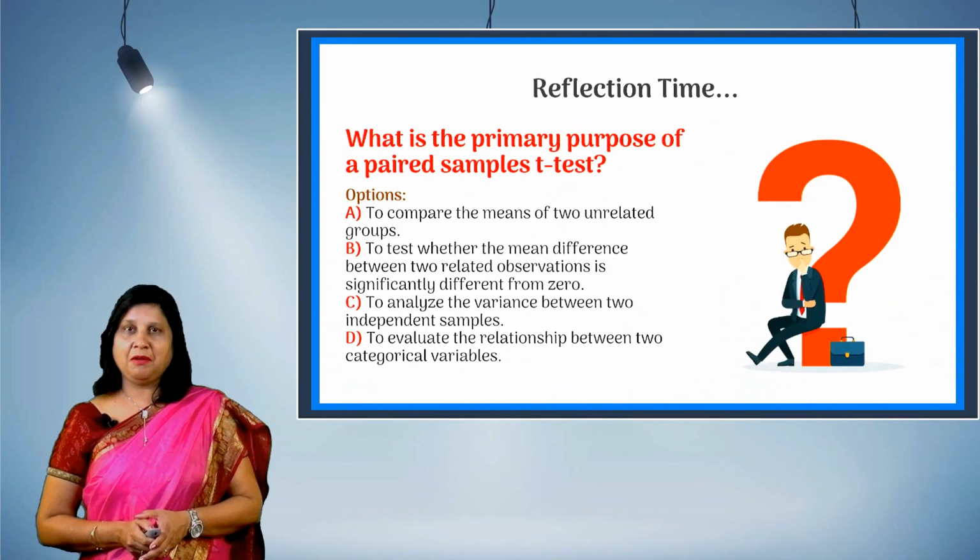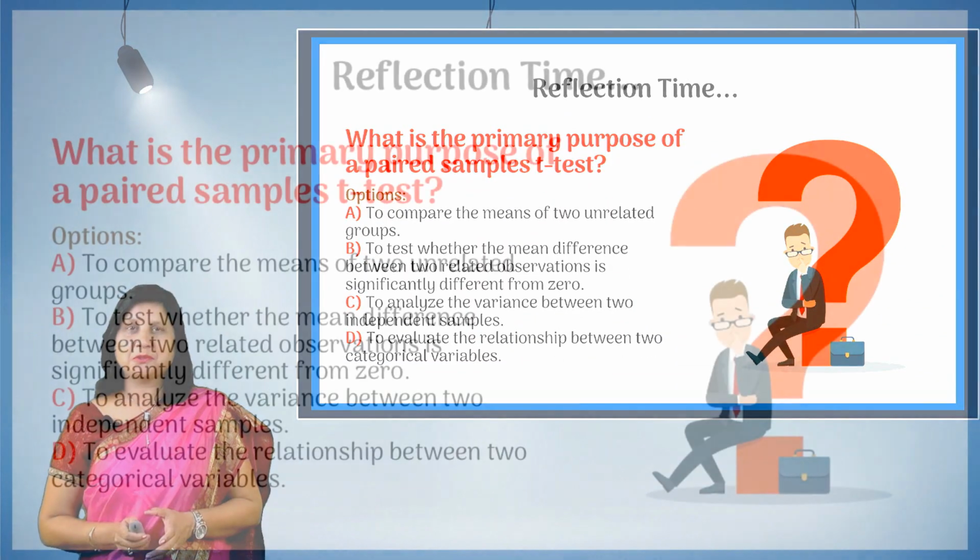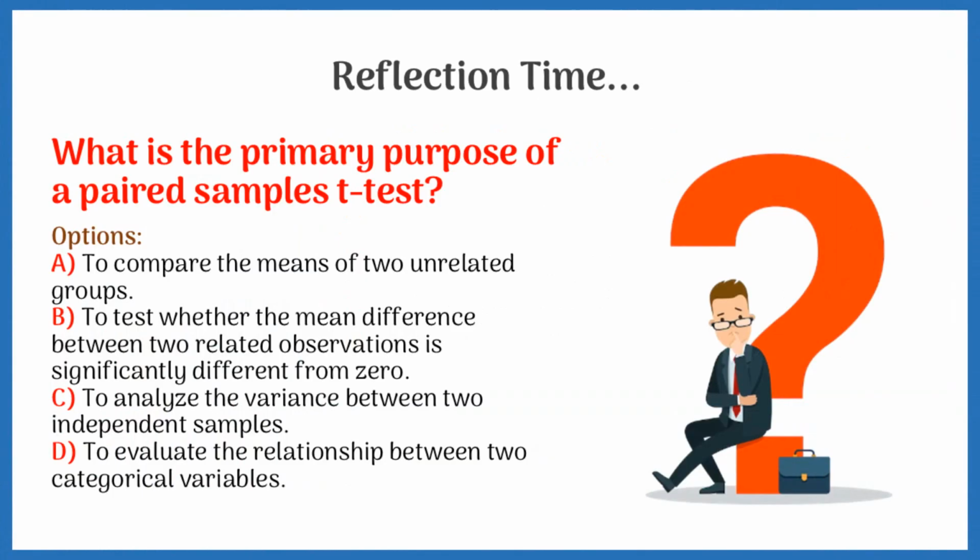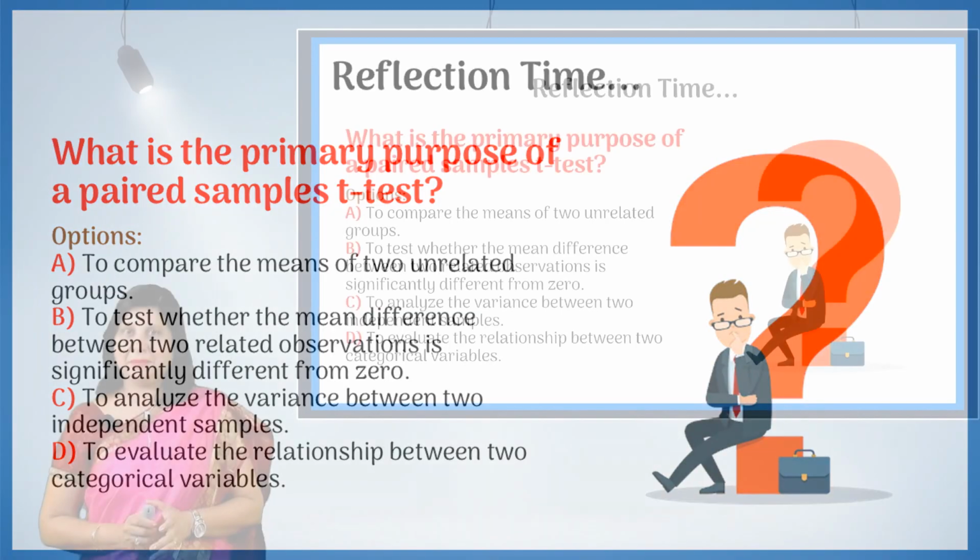Let's take a dipstick on your understanding of the topic so far. What is the primary purpose of a paired sample t-test? The options are as follows. A. To compare the means of two unrelated groups. B. To test whether the mean difference between two unrelated observations is significantly different from 0. C. To analyze the variance between two independent samples. And D. To evaluate the relationship between two categorical variables.